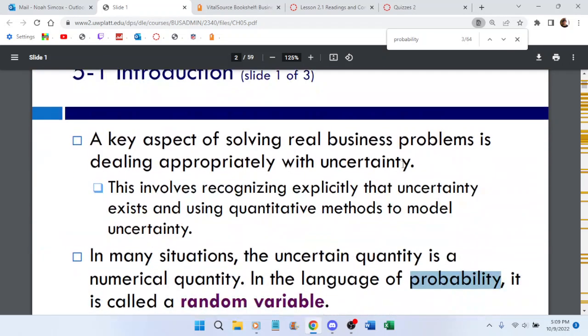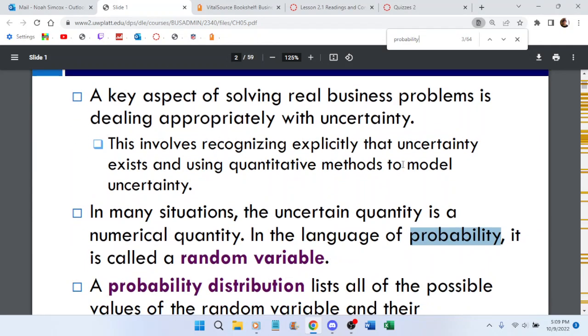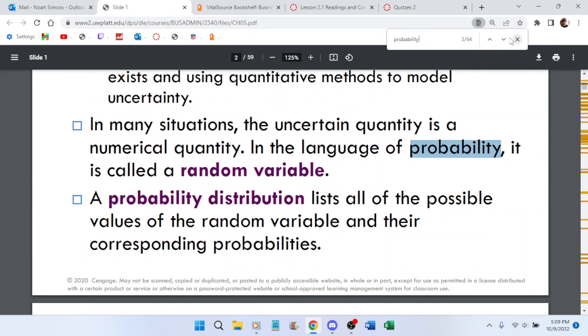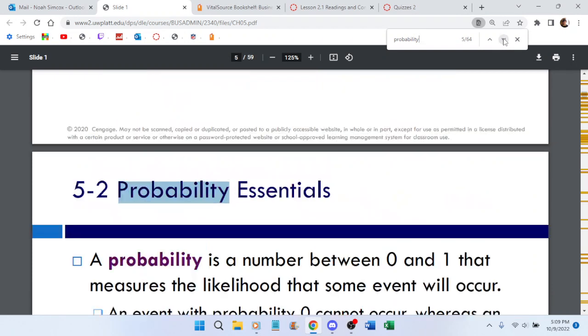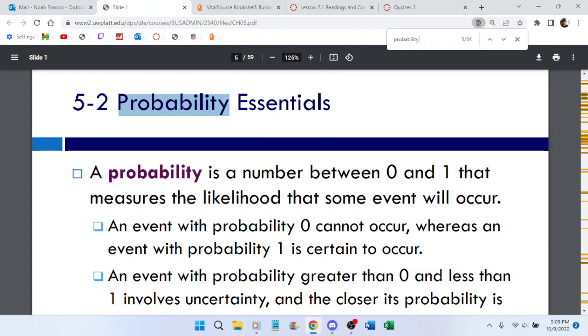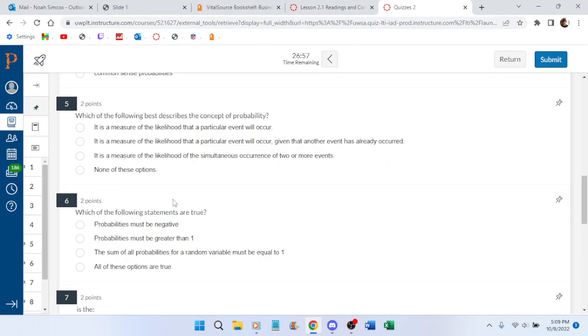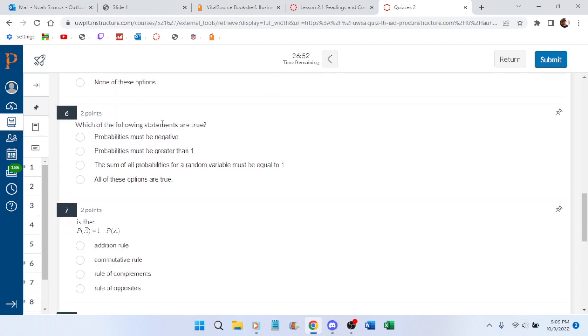Dude, they don't even have a number between 0 and 1 that measures the likelihood that some event will occur. Measure the likelihood that a particular event will occur. Following statements are true. The sum of all probabilities for a random variable, they cannot be negative. They cannot be greater than 1. Sum of all probabilities must be equal to 1.